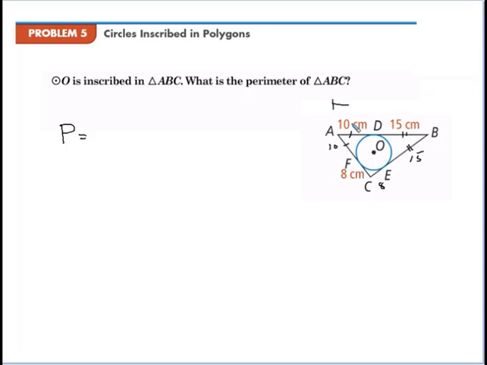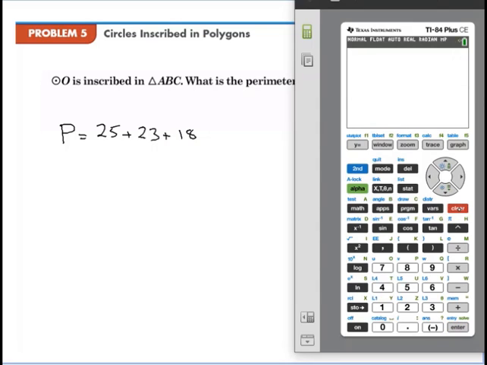So from A to B would be 10 and 15 or 25. From A to C would be 10 and 8, so that would be 18. And from B to C is 15 and 8, which is going to be 23. Okay, so we've got to do 25 plus 23 plus 18. Let's just go ahead and grab the calculator for that. So 25 plus 23 plus 18 gives me a grand total of 66. That's the perimeter.